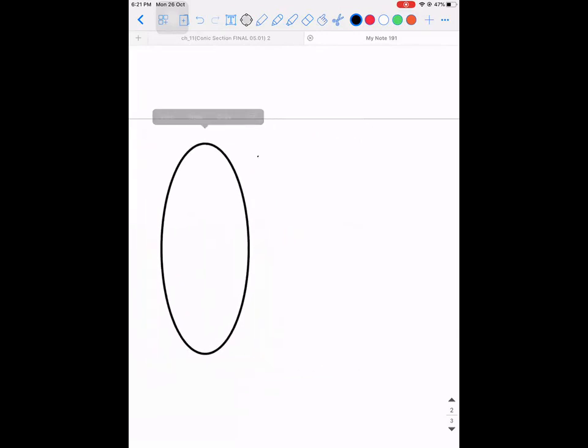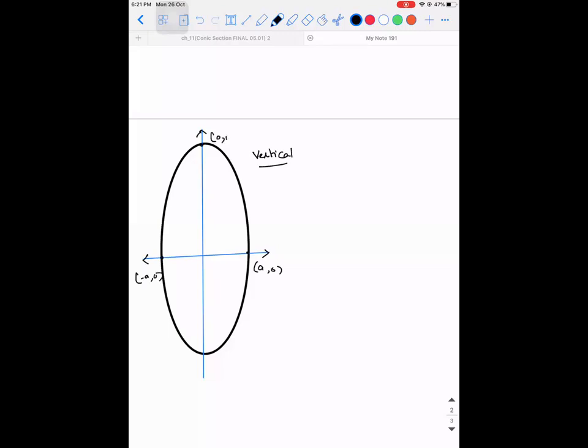an ellipse which is kept like this. So what is the name of this ellipse? Obviously, it will be the vertical ellipse, right? So what are the endpoints? The endpoints are still going to be a comma 0 and minus a comma 0. Here it will be 0 comma b and 0 comma minus b. This is y, this is y dash, this is x dash. Okay. And the center point is still the origin.